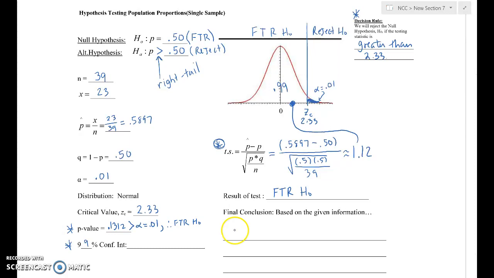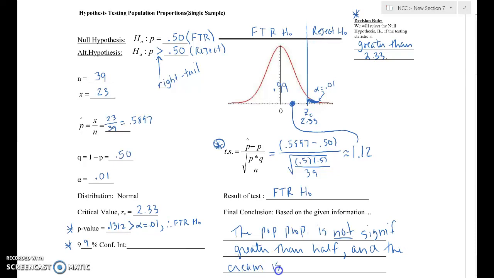So based on the given information, the population proportion is not significantly greater than half, and the cream isn't showing a significant improvement. All right, so, it's kind of interesting there, as you can see.